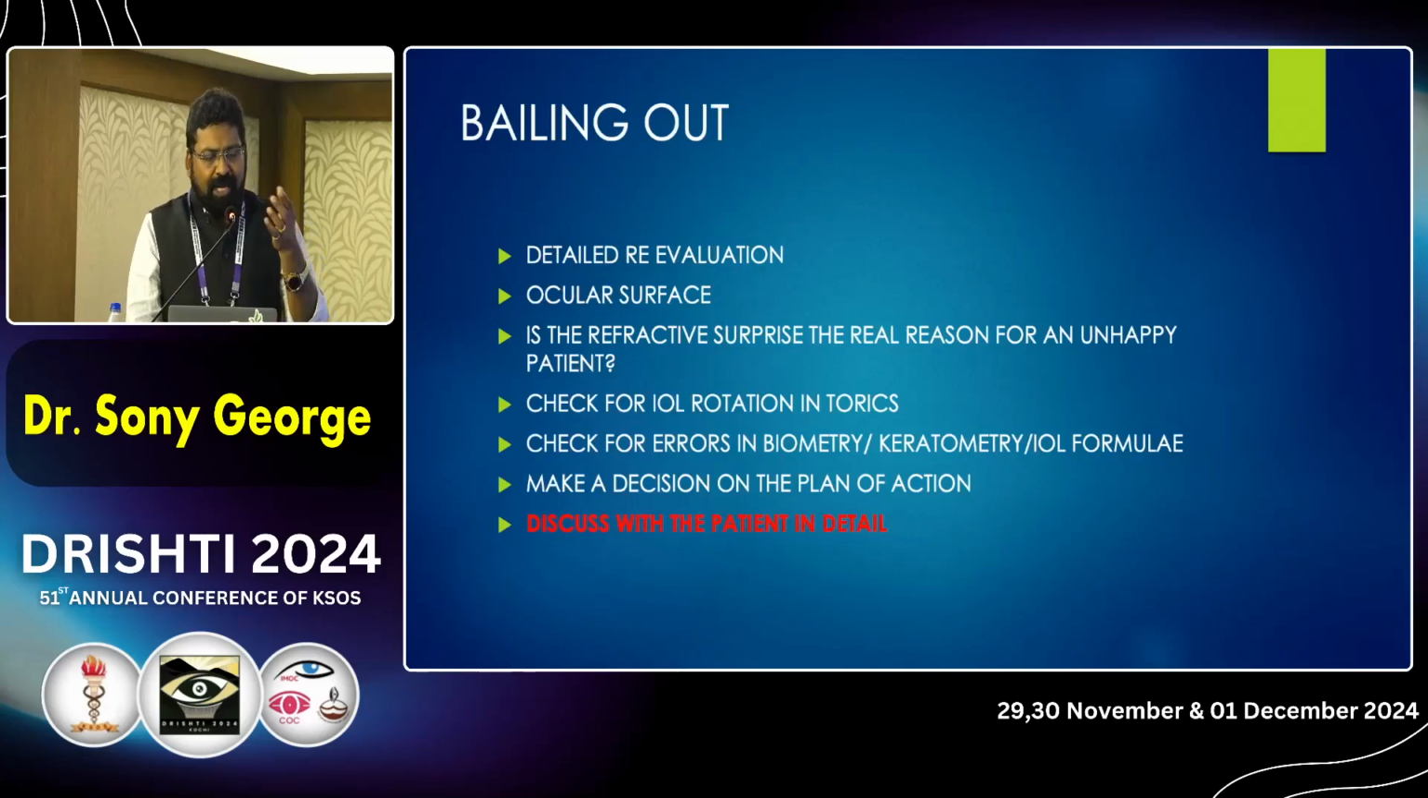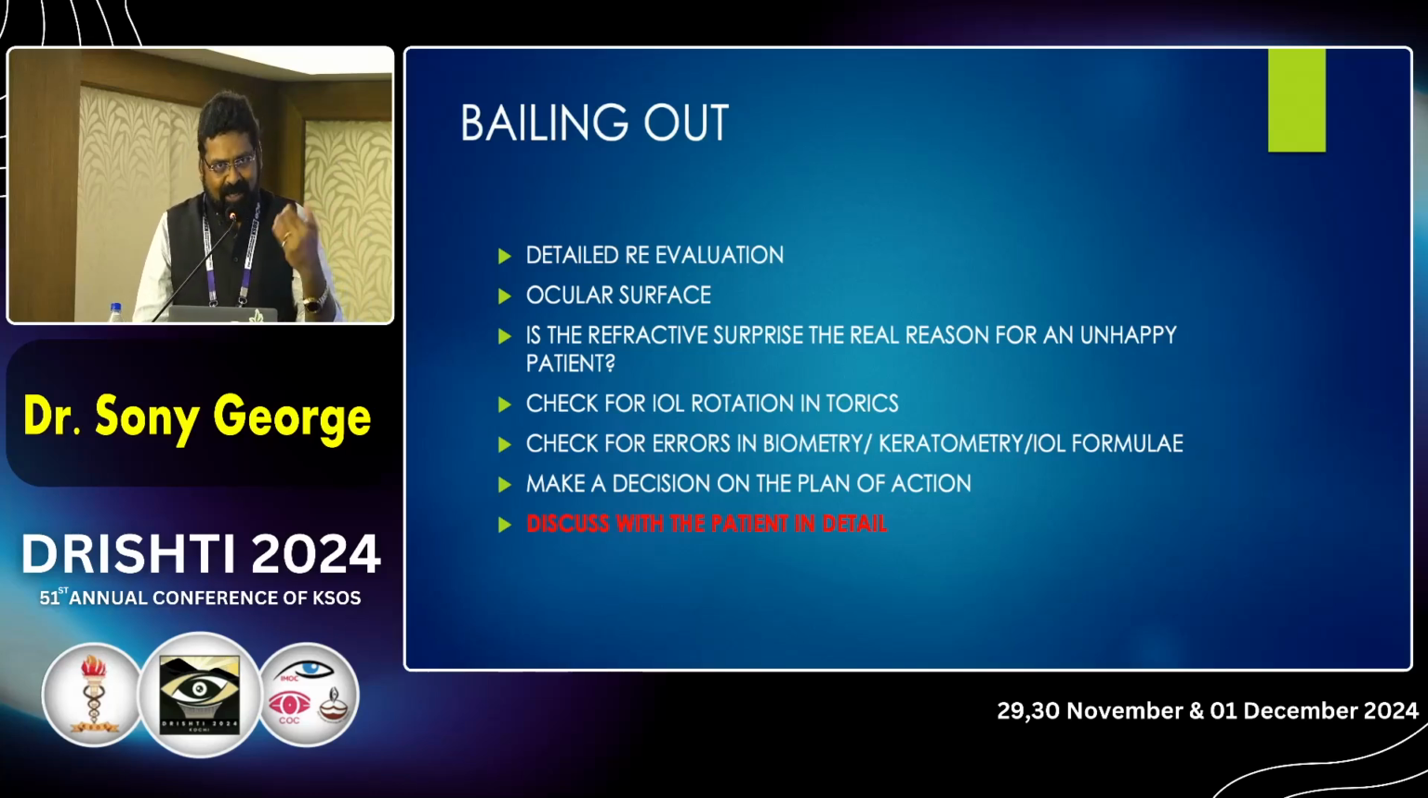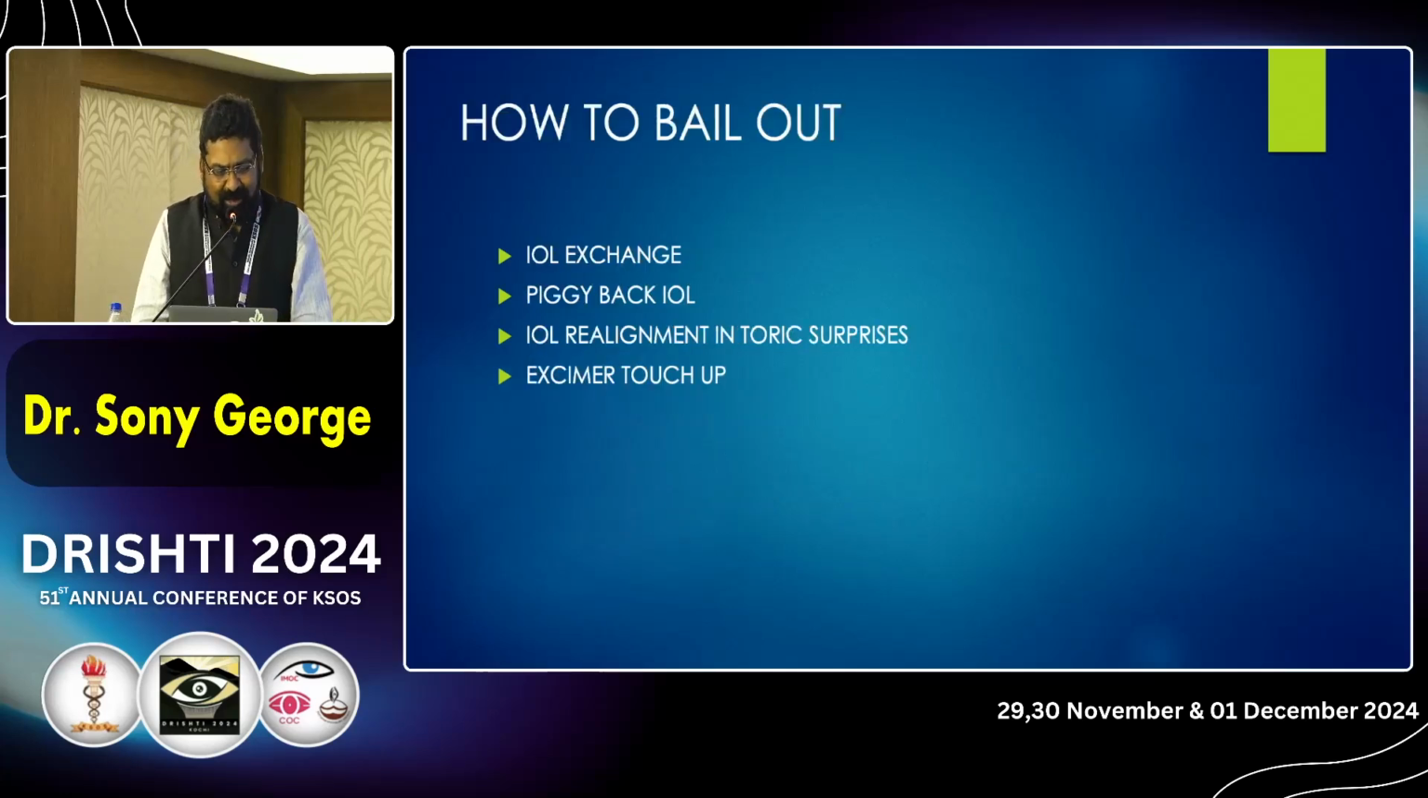So how to bail out once this has happened? A detailed reevaluation has to be done. Look at the ocular surface. Make sure is the refractive surface the real reason of the unhappiness. Maybe you think he is unhappy because of a small cylinder, but it may not be so. It may be a dry eye. So treat that. Check for IOL rotation in torics. Check for errors in biometry. Make a decision and a plan of action, and discuss with the patient in detail as much as possible. And you decide what is to be revealed and in which way it is to be revealed.